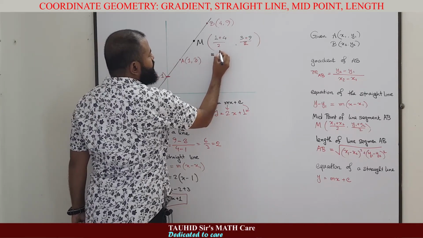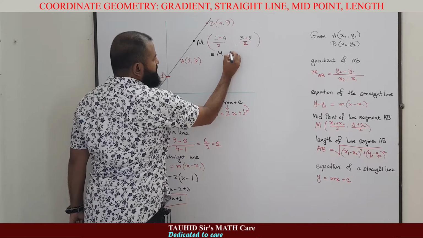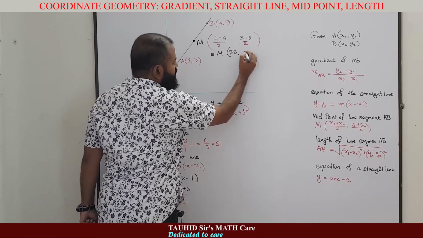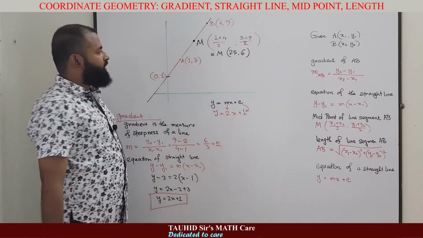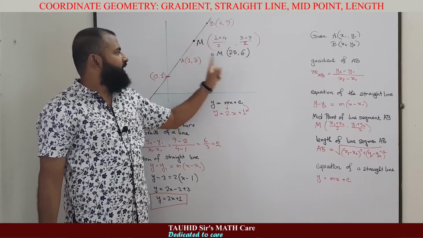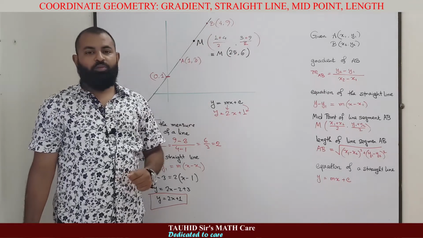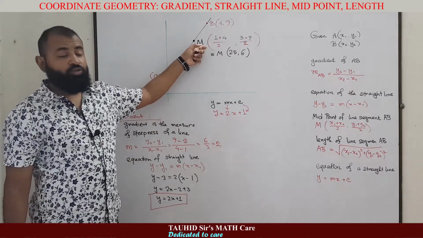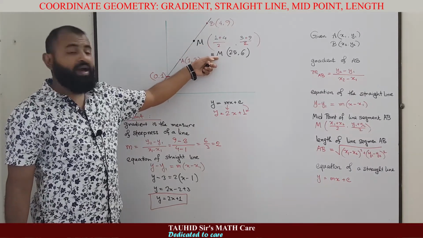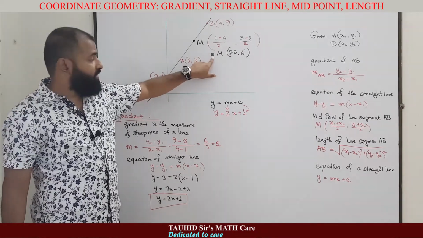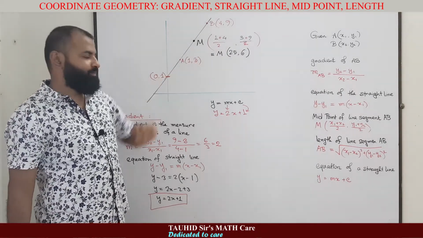So the midpoint will be 5 by 2, that means 2.5, 12 by 2, that means 6. So midpoint of line segment AB will be 2.5, 6. And while calculating the values of coordinate, we will use an identity sign, 3 straight lines, not equal to sign. We will use this sign.